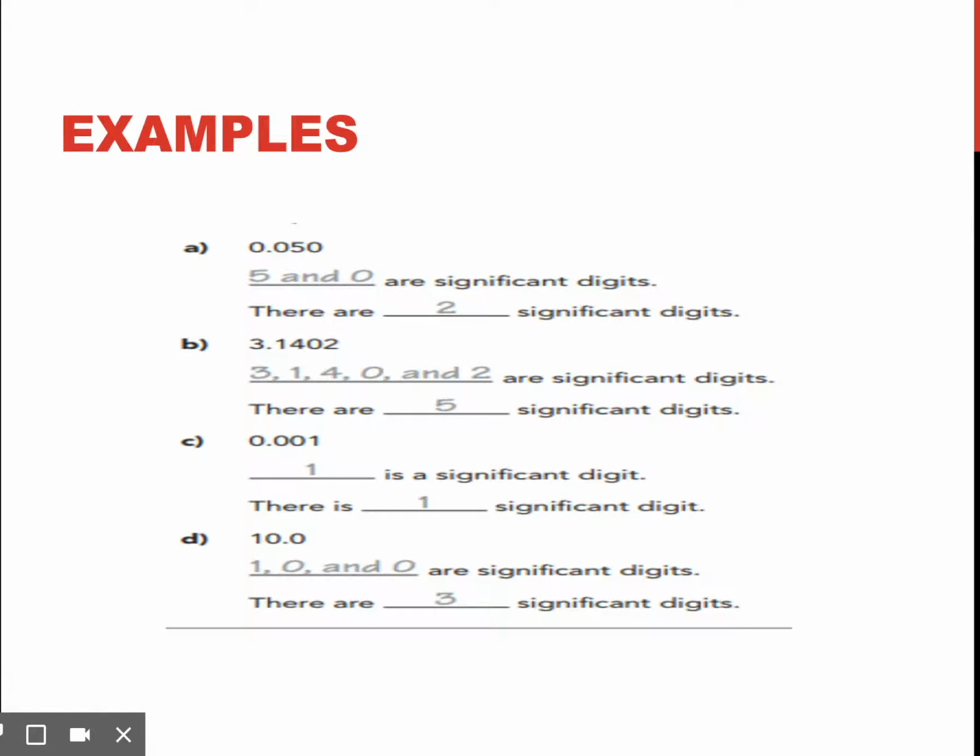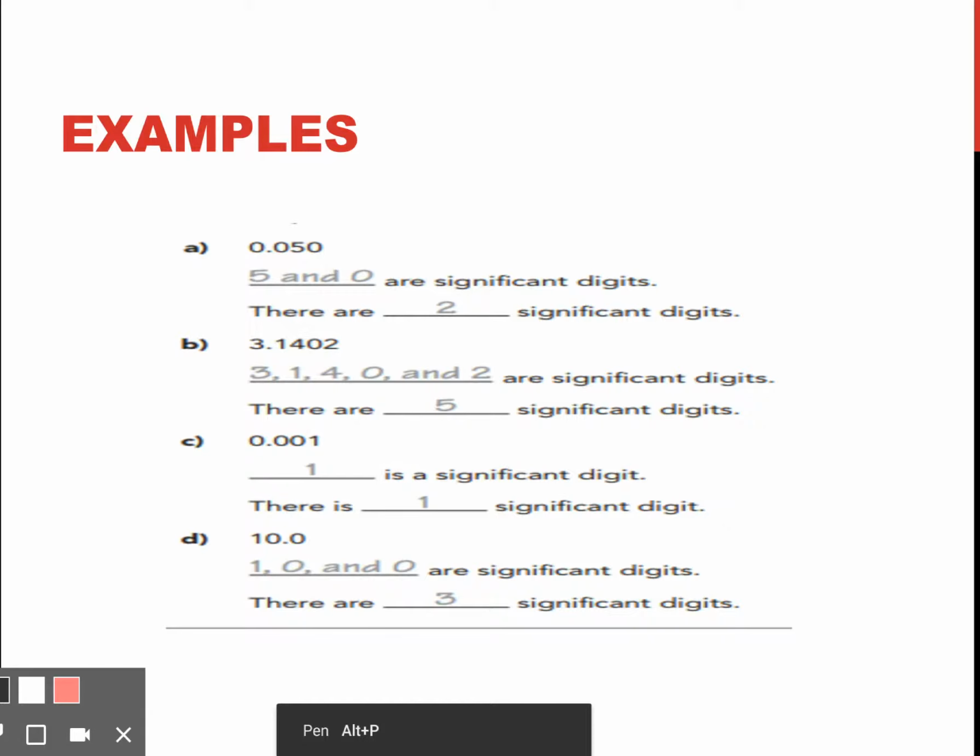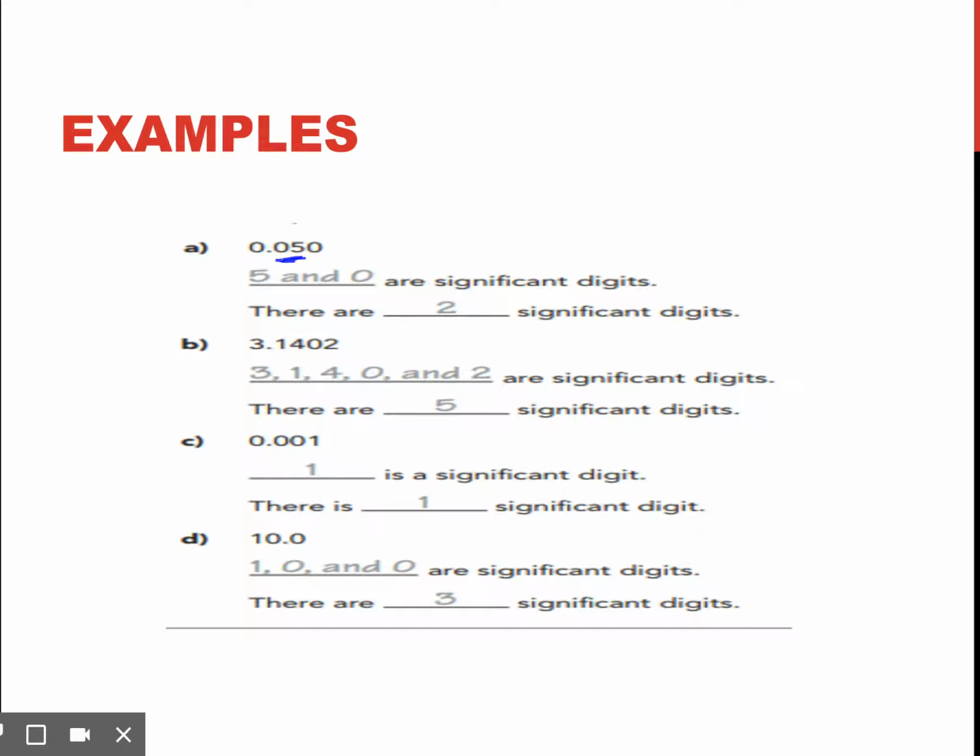So in letter A here, we have 0.050. 5 and 0 are significant digits. This 5, of course, is a non-zero, and the 0 before it is significant because it holds its place. This trailing one, it's not important. If it weren't there, that number would still have the same value. Now, the 1 in the ones place, again, it's not really important. It's a placeholder. So there are 2 significant digits.